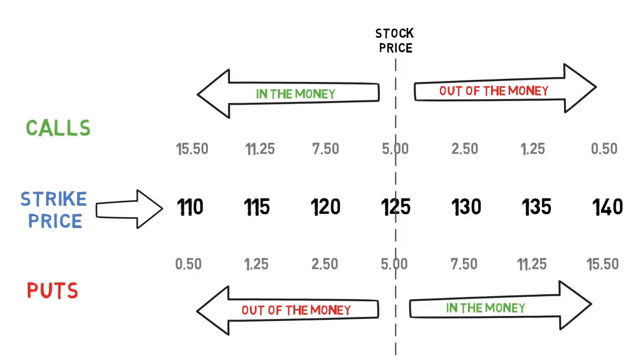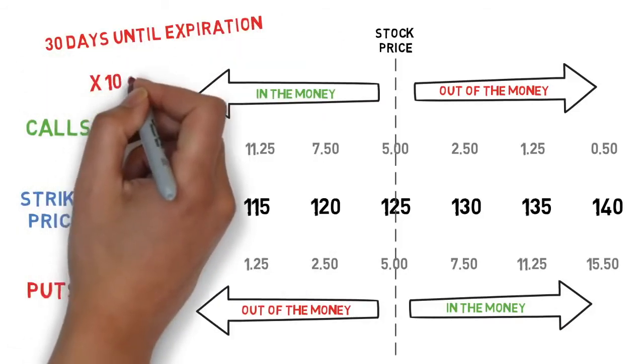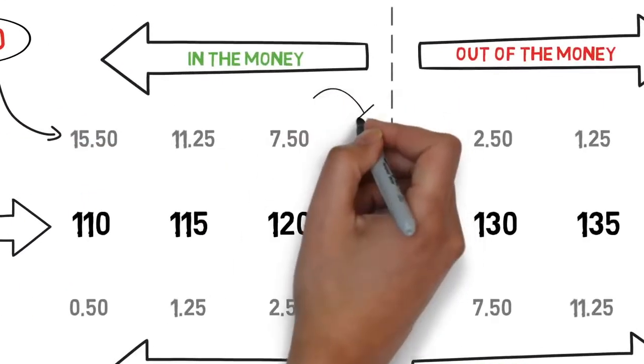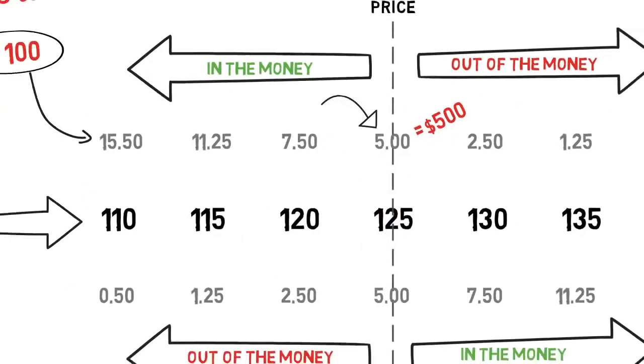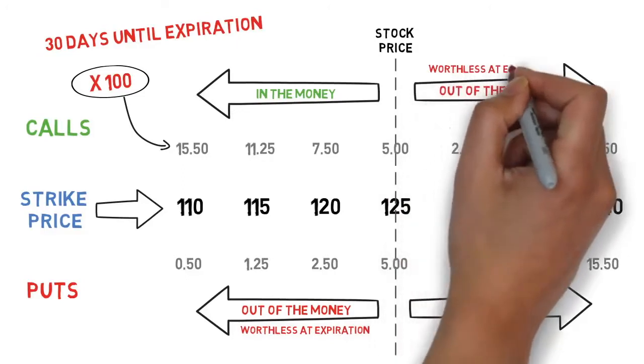So here's an idea of what each option's price will look like with, let's say, 30 days to expiration. And just a quick note, each option contract represents 100 shares of stock. So these prices have a multiplier of 100. So, for example, if you buy one contract of the 125 call, this will actually cost you $500, not $5. So here's the thing, all out-of-the-money options have no value at expiration. Let me repeat, if an option is out of the money at the expiration date, it will be worthless.